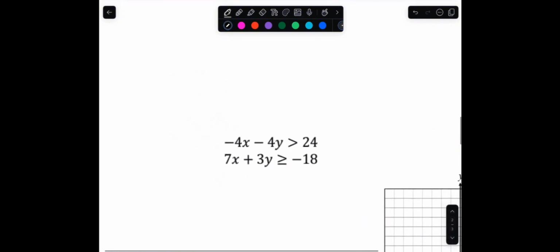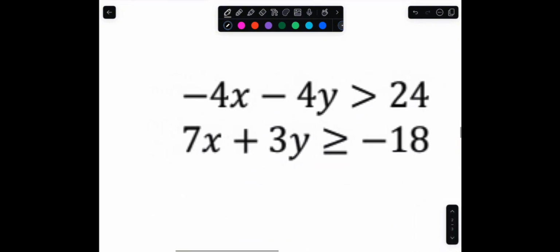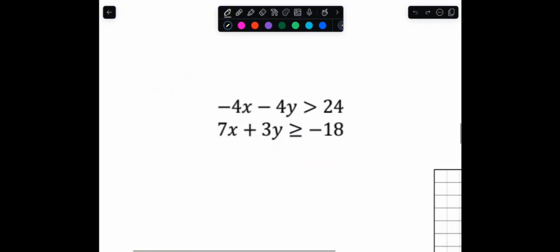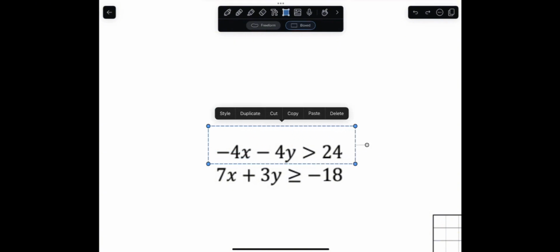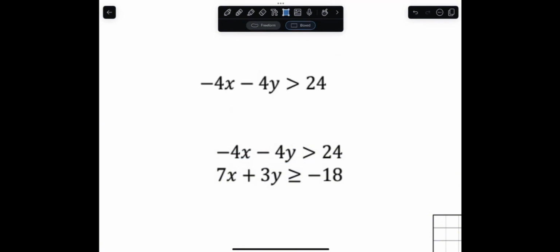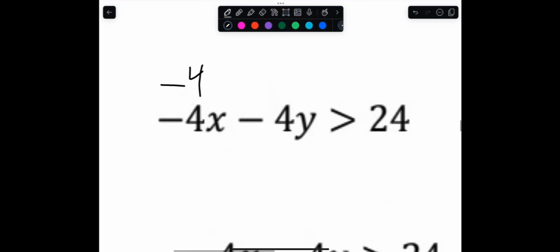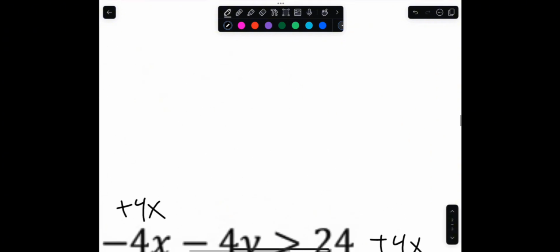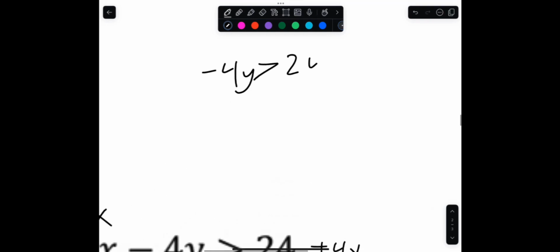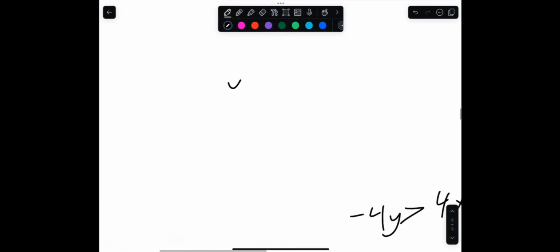Okay, now for the best part, which is graphing. What we're going to do here is first isolate the y to be y is greater than however much it is. First we're going to start out with negative 4y is greater than 24, and then what we're going to do is add 4x on each side. I miswrite things a lot, so my mistake if I miswrite something. Add 4x on each side, and now we're going to have negative 4y is greater than 24 plus 4x.